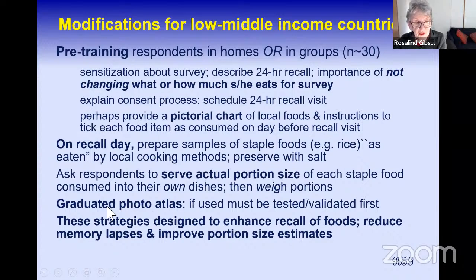Increasingly, people are using graduated photo atlases, and I'll show you some examples, to display to the respondent to get an estimate of the portion size. If you decide to use a photo atlas, then that must be tested with some respondents first and validated before you use it. All these strategies are designed to enhance the recall of foods, reduce memory lapses, and improve portion size estimates.